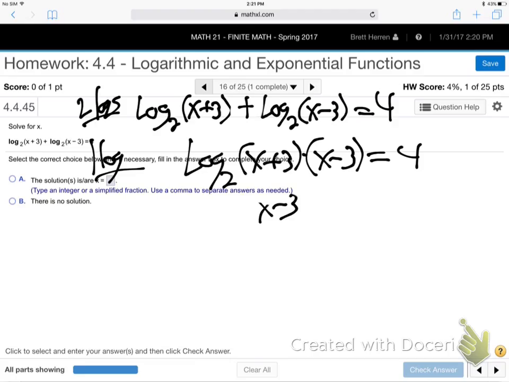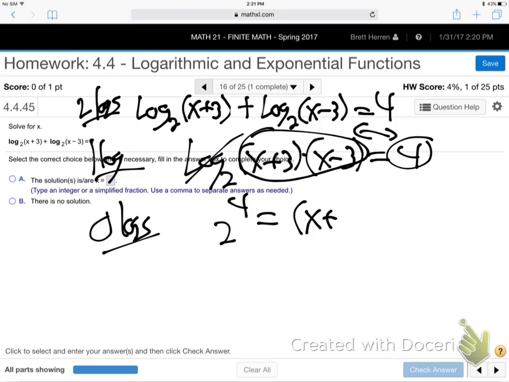All right, so now one log, and next line, no logs. So that means I'm going to lose the log. What happens when you lose the log? Base stays, the 2 will stay down low. The other two, meaning all that x stuff and the 4, trade positions. So 2 to the 4, and all that x stuff goes over there. Getting the hang of those steps more? 2 logs, 1 log, no log. When you lose the log, base stays the base, other two switch.